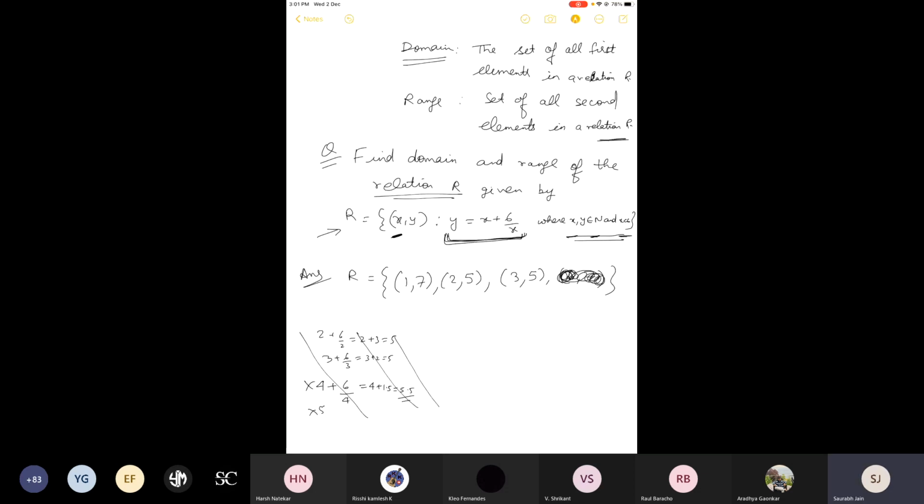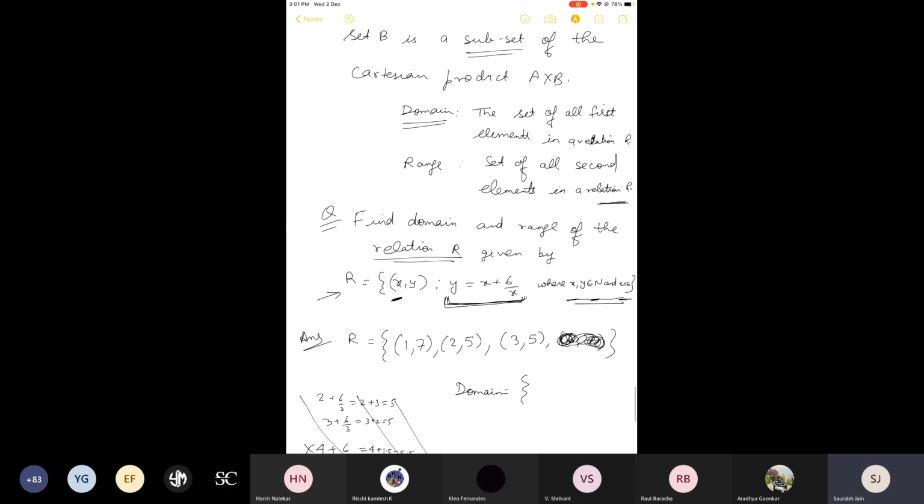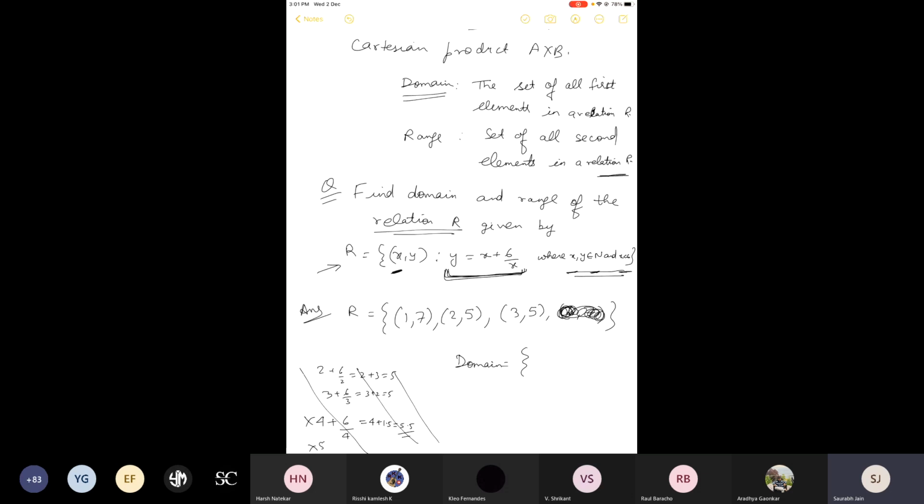Now, if I have to write the domain, see, very simple definition. What is domain? It is the set of all first elements in a relation R. Now the relation R has these 3 ordered pairs: 1, 7; 2, 5; 3, 5. So what will be the domain? Domain will be 1, 2, 3 enclosed within braces. Why? Go through the definition: set of all first elements in a relation R. It could not be more simple than this.